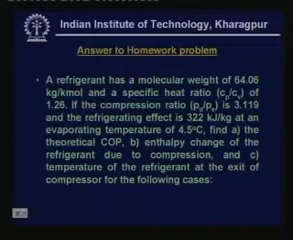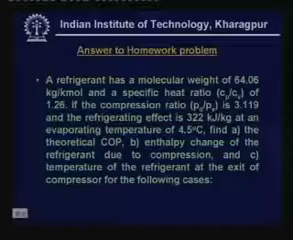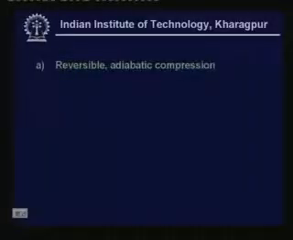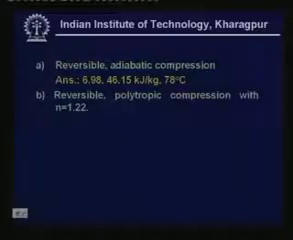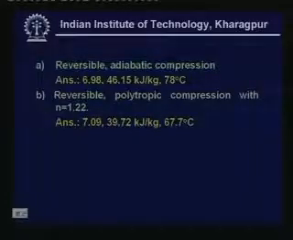Before I leave, let me give the answers to the homework problem given in the last class. I asked you to calculate the COP, enthalpy change, and the temperature of the refrigerant for the following three cases. First is the reversible adiabatic compression. The answers are COP is 6.98, enthalpy change is 46.15 kilojoule per kg, and the temperature at the exit is 78 degrees centigrade. For reversible polytropic compression with n equal to 1.22, COP is 7.09, enthalpy change is 39.72 kilojoule per kg, and the exit temperature is 67.7 degrees centigrade.